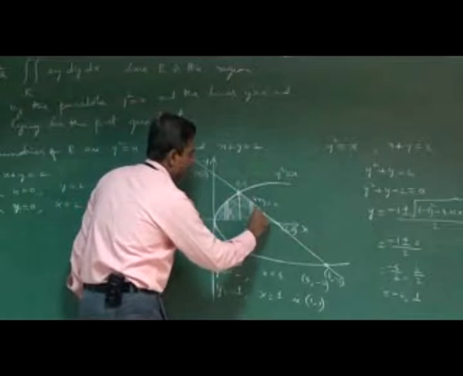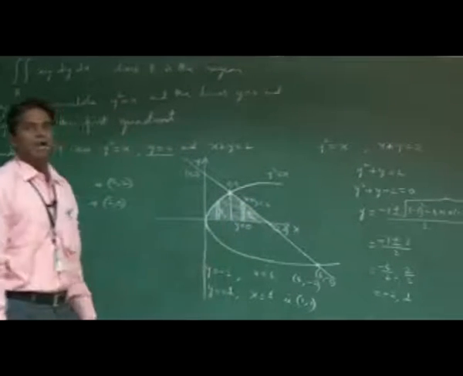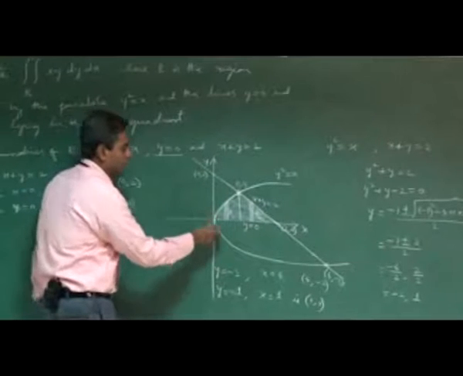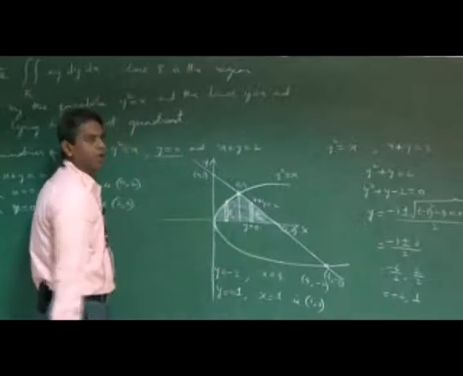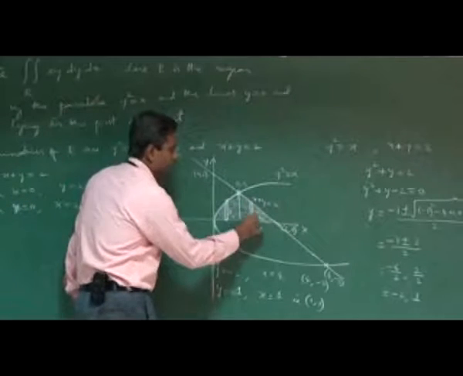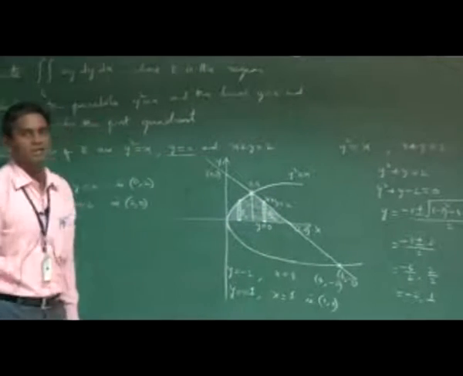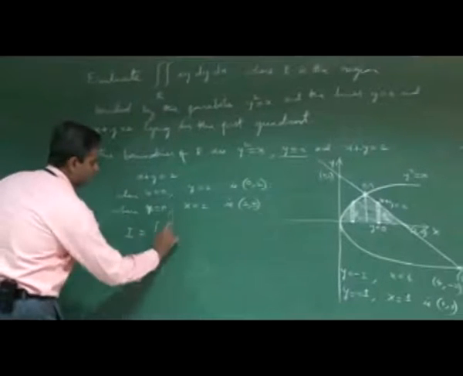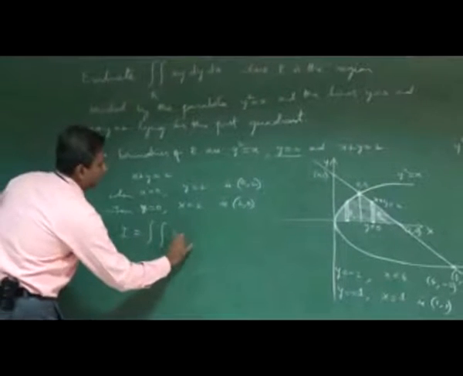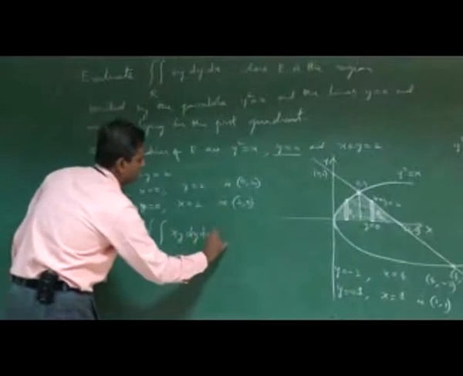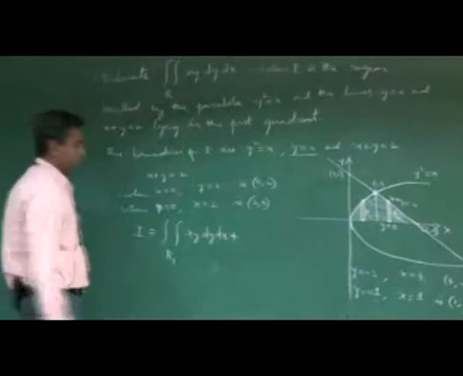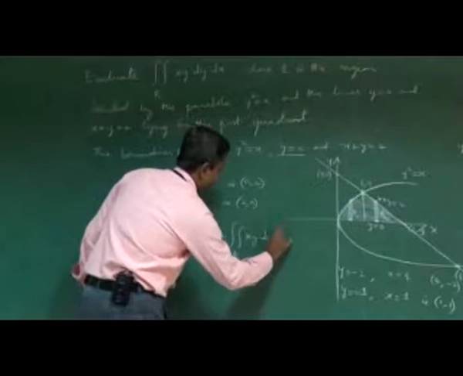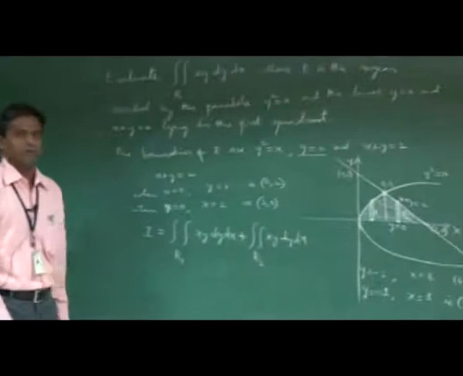We take the regions R1 and R2, and we draw the small strip which is parallel to the y-axis, and then we fix the lower limit and upper limit for y in the region R1, and then for y in the second region R2. So in this case the double integral can be written as I equal to the double integral of xy dy dx over the region R1 plus the double integral of xy dy dx over the region R2.